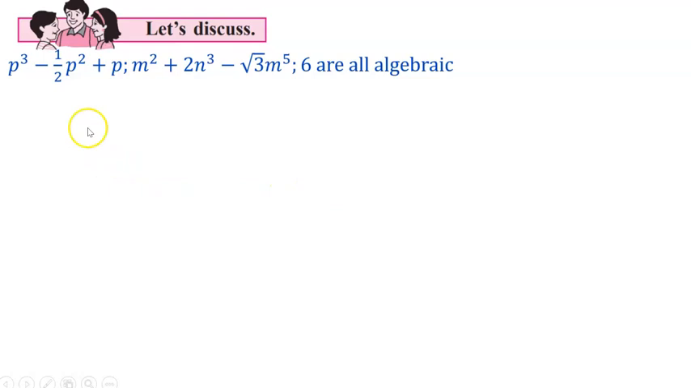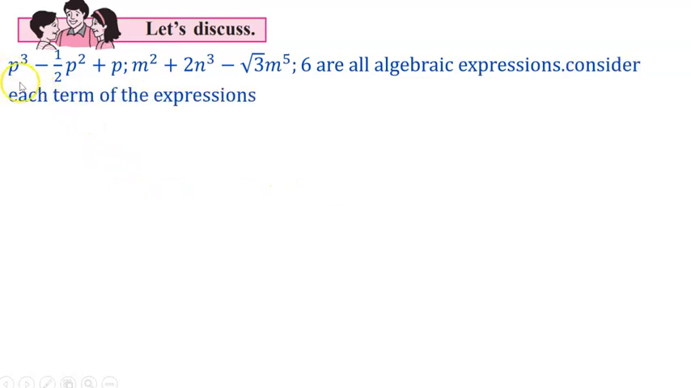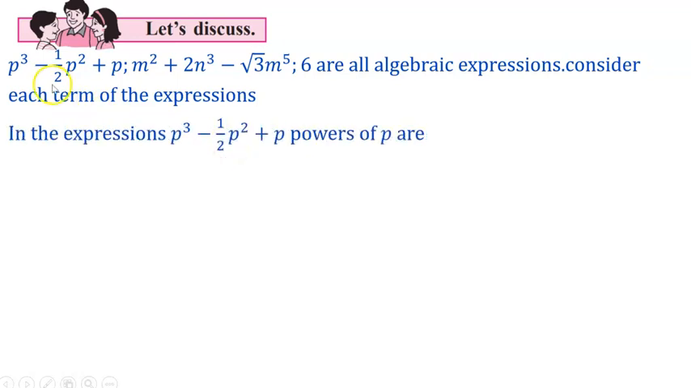First we discuss here p cube minus 1 upon 2 p square plus p, m square plus 2n cube minus root 3 m raised to 5, and 6. These are all algebraic expressions. Consider each term of the expressions.